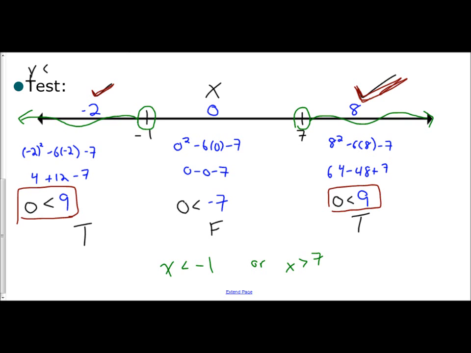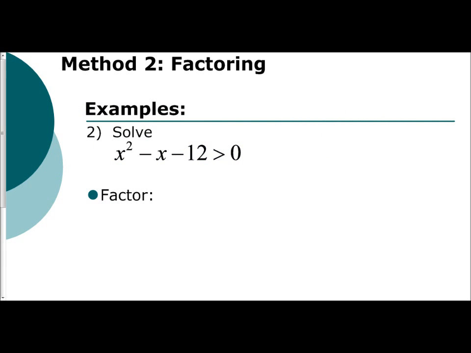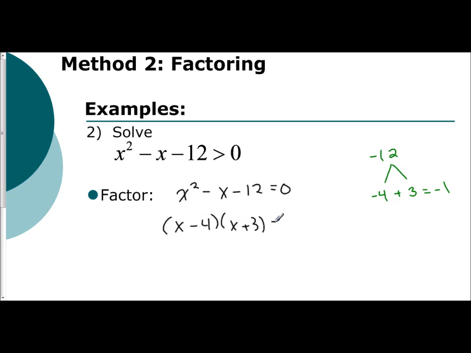So let's look at example 2. We want to solve the following by factoring. And so I treat it as if it were an equation. I have x squared minus x minus 12 equals 0. It's a trinomial with a leading coefficient of 1. So you want factors of negative 12 that add to give you negative 1. And that's negative 4 and positive 3. So your factored form is x minus 4 times x plus 3 equals 0.